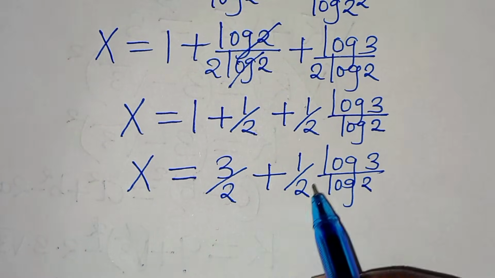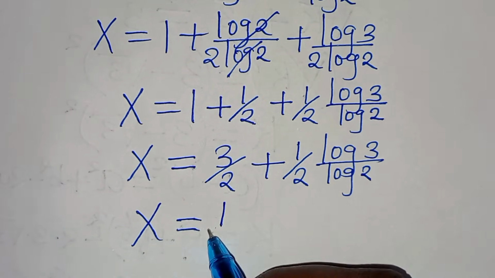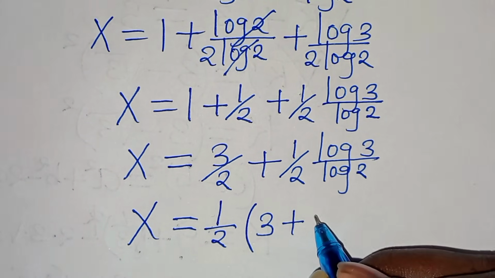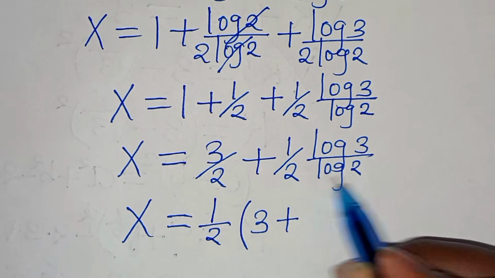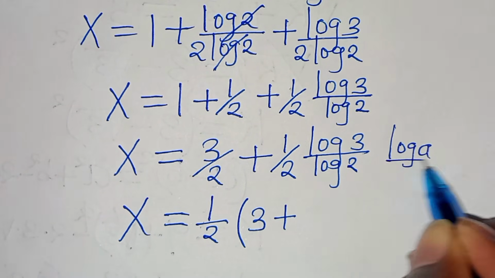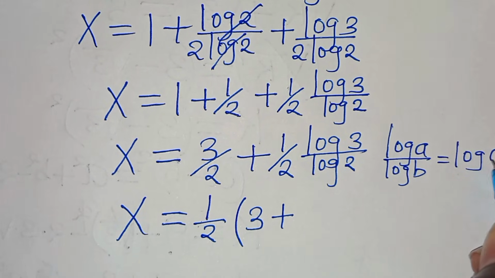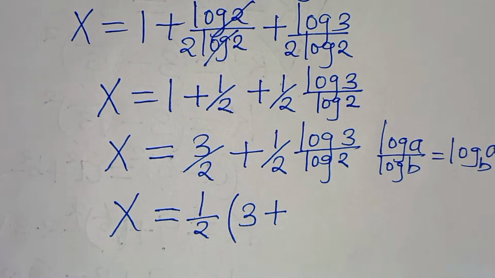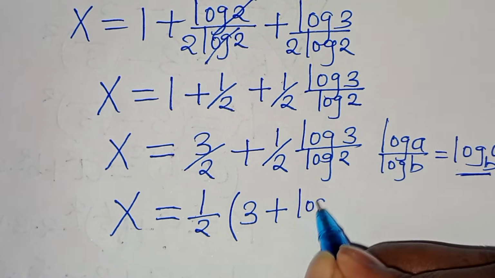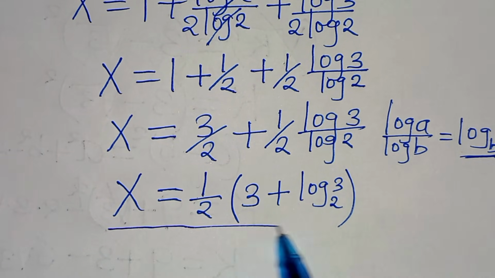Now, since a half is common here, we can factor out a half so that now we have a half into the parentheses 3 plus log 3 over log 2. Remember, this is in the form of log A over log B, which we can express as log A to base B. Applying this property, then we have 3 plus log 3 to base 2. So this is the value of x.